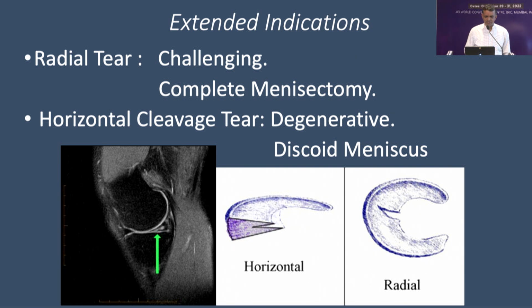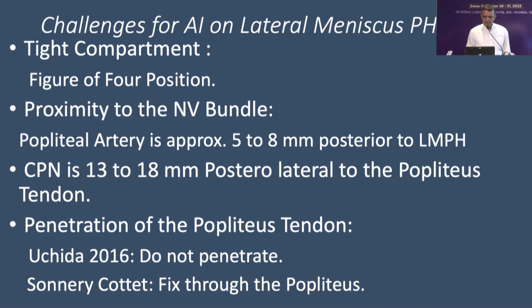So horizontal cleavage tears, especially seen along with the discoid meniscus in the younger pediatric population, and degenerative. So we tend to repair mainly discoid meniscus horizontal cleavage tears, so that this pediatric age population will not have arthritis later on. So there are a lot of challenges in the lateral meniscus repair.